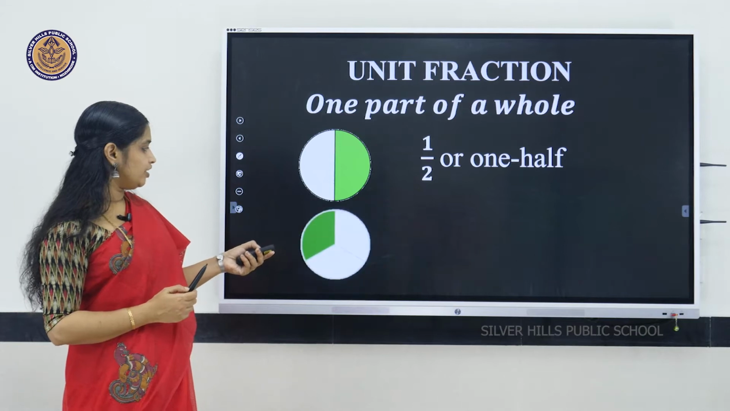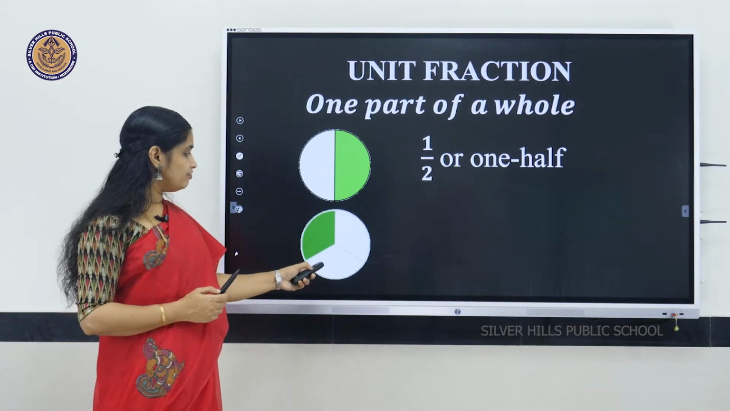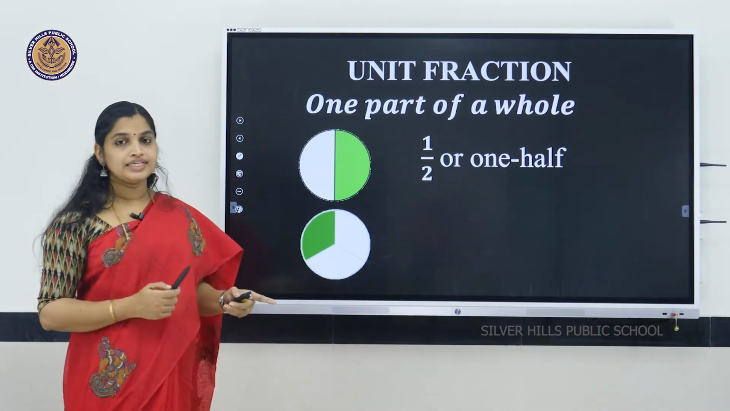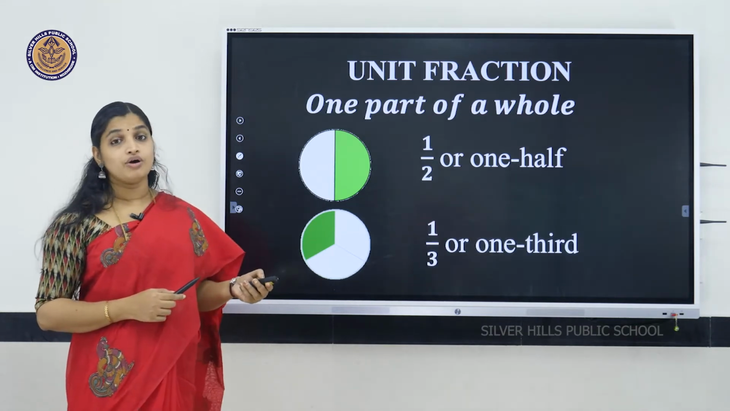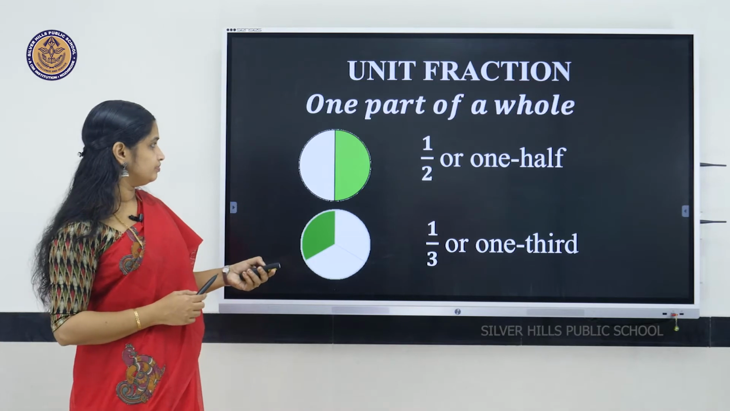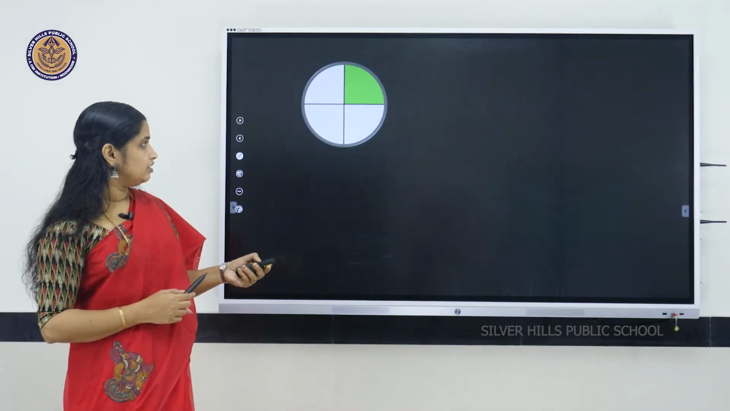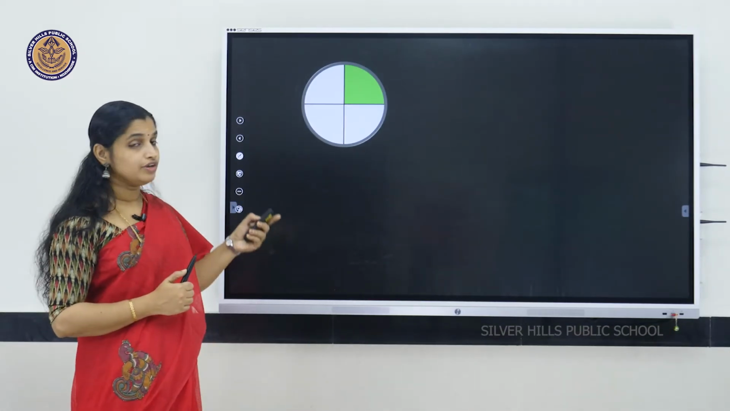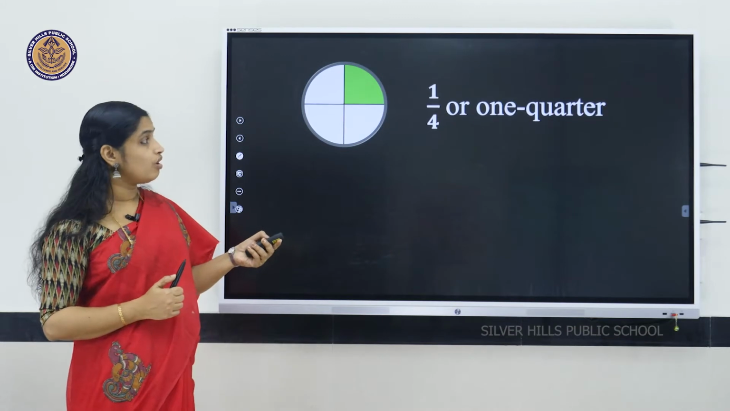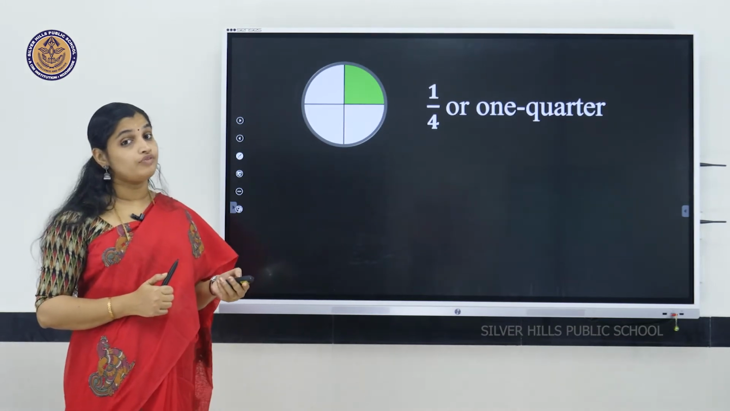Now see the next figure. The circle is divided into 3 equal parts and one part is shaded. So it is 1 by 3 or 1/3. Here the circle is divided into 4 equal parts and one part is shaded. So it will be 1 by 4 or 1/4.